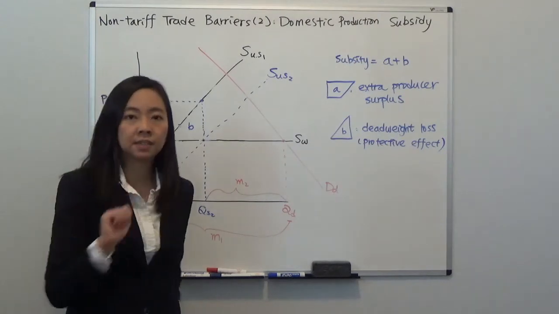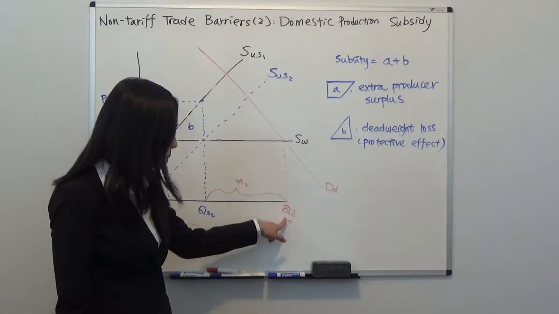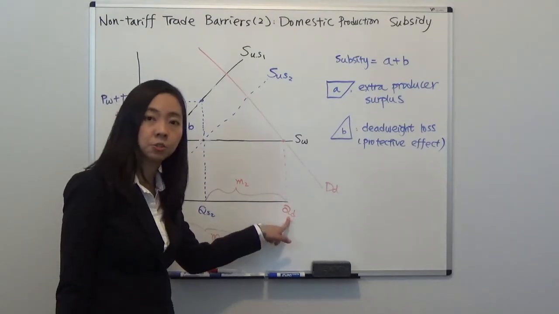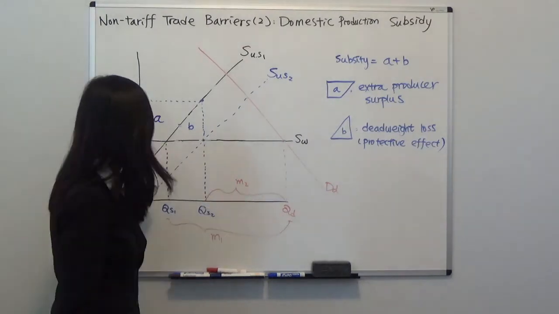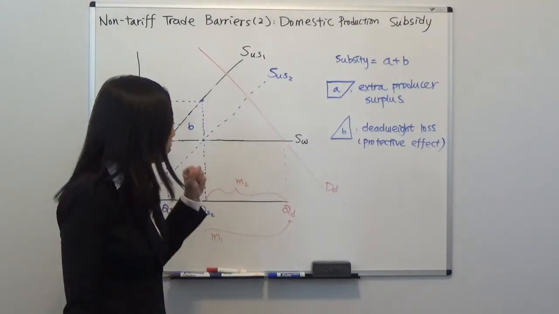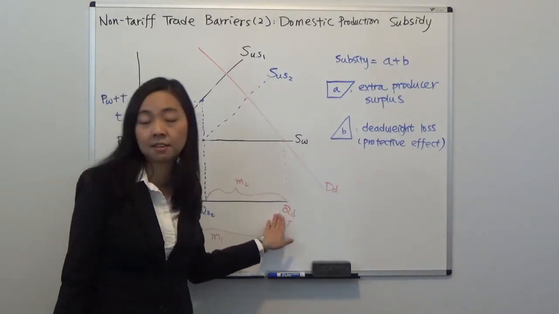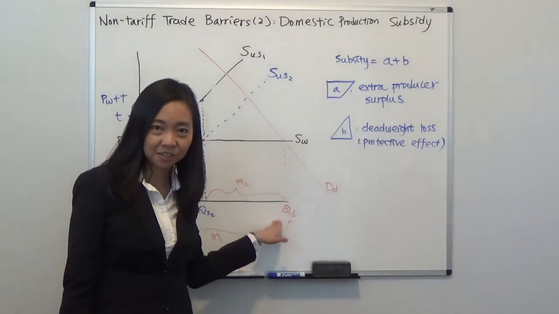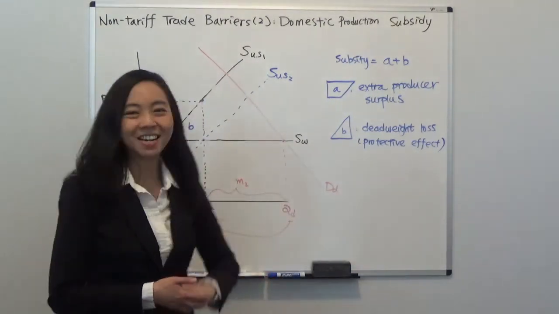And notice that domestic production subsidy does not distort local consumption because local consumption remains at QD because the consumers continue to pay PW. It's only the government that is paying the domestic producers. So you can see that domestic production subsidy, even though it does not distort domestic consumption, it still has deadweight loss. So I hope this helps, and I'll see you next time.